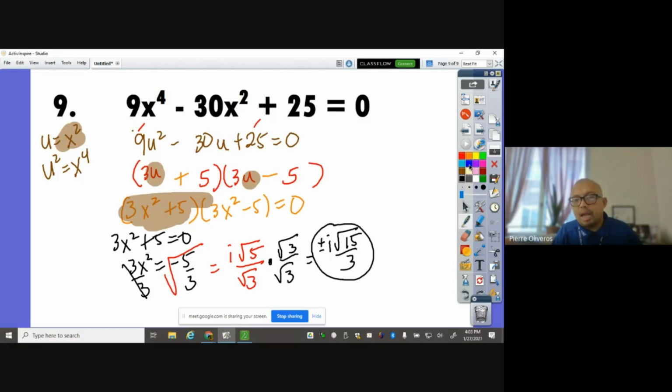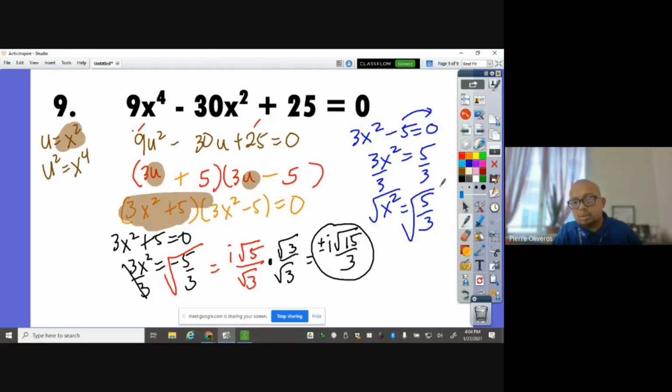On the next one here, we have 3x squared minus 5 is equal to 0. So I'm going to move the negative 5 to the other side. That makes it 3x squared is equal to 5. Divide by 3, divide by 3. x squared is equal to 5 over 3. Take the square root. That gives you square root of 5 over square root of 3. Multiply it by square root of 3 over square root of 3. So the answer is square root of 15 over 3, plus and minus. So the answers are plus or minus square root of 15 over 3 and plus or minus i square root of 15 over 3.